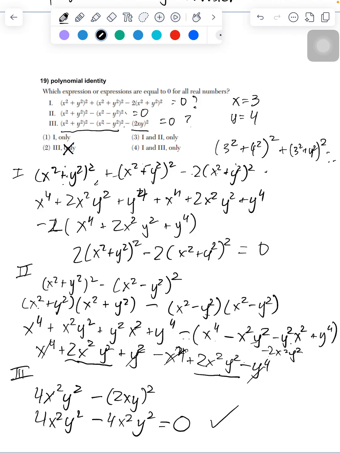All right, so 1 works and 3 works, so number 4 is the only option. So please check your answers. Make sure you know how to do this.